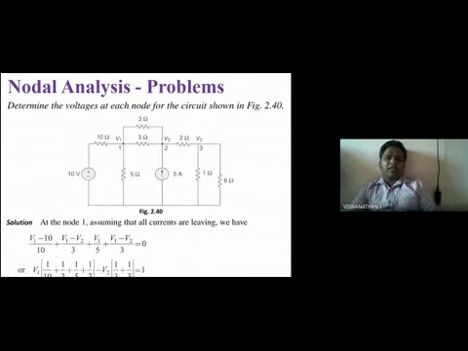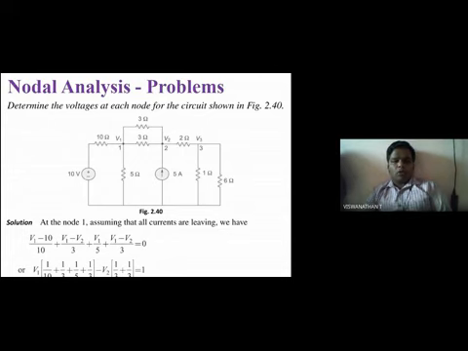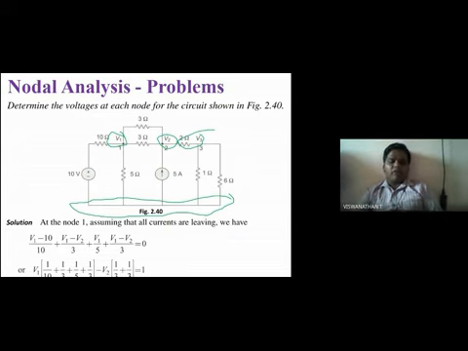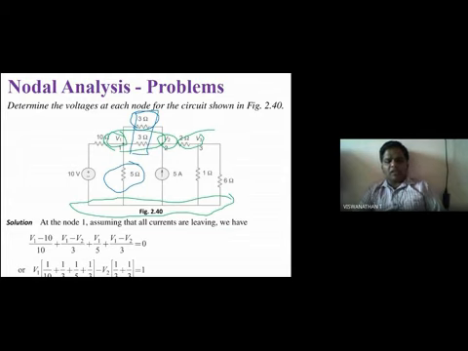The next problem: how many nodes are there? 4 nodes: 1, 2, 3 and this is the common node. First I consider the first node. So (V1 minus 10) divided by 10, (V1 minus V2) divided by 3, then V1 by 5, then V1 minus V2. Here we have some other resistance. You can simply combine the 3 ohm in 3 ohm, which is also correct, but we can do it as it is.